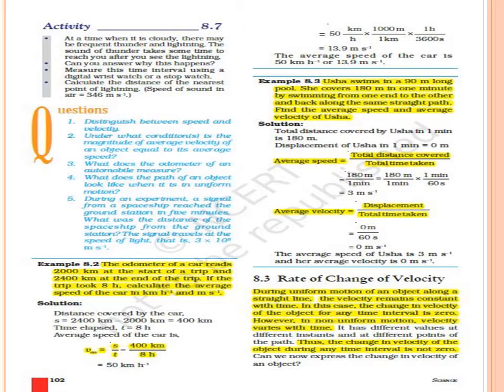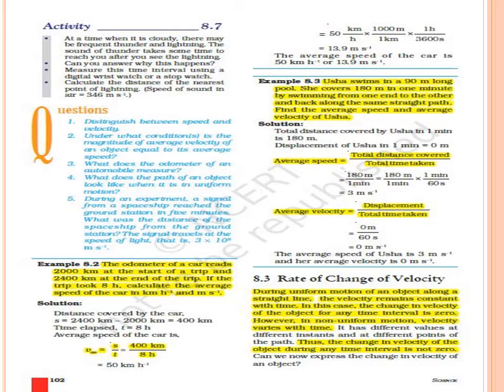Now another example is that Usha swims in a 90 meter long pool, that is, the length of the pool is 90 meter. She covers 180 meter in 1 minute by swimming from one end to the other and back along the same straight path. That is, she swims along a straight line, which is basically the length of the pool. She covers 180 meter in 1 minute, that is, she again comes back to her initial position after swimming. So the total distance here will be 180 meter. This is of no doubt, but the total displacement will be 0.